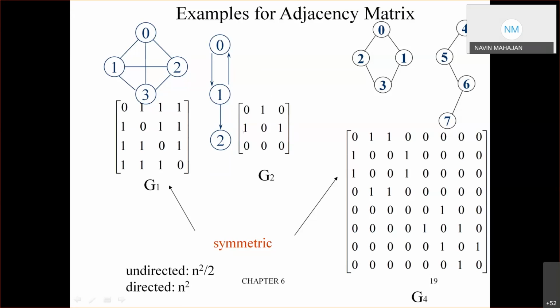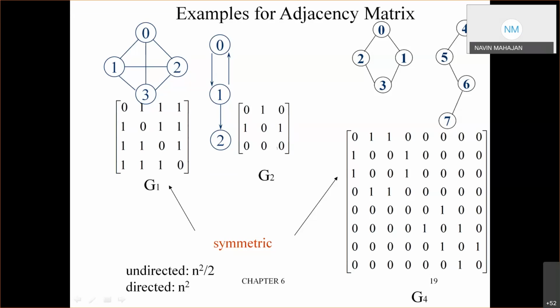What about 1? 1 to 0? Yes, I have an edge, so I will write 1. 1 to 1, there is no loop, so it is 0. What about 1 to 2? I have an edge, so I will write 1. What about 2? There are no edges going out, or no edge which has a tail at 2. So there is no outgoing edge here. So for 2 to 0, 2 to 1, 2 to 2, there is no edge, so I write 0. If it were an undirected graph, I could have written 1 here.